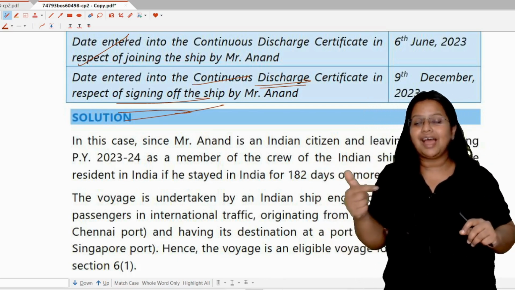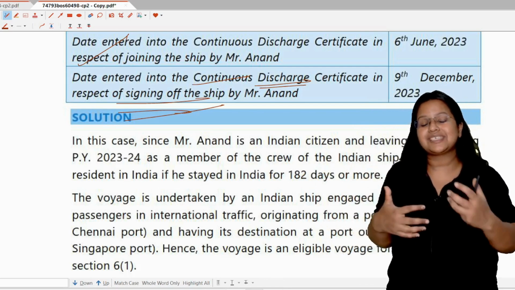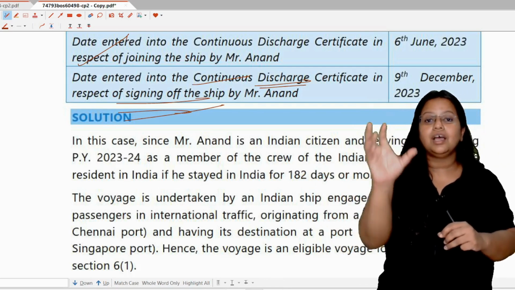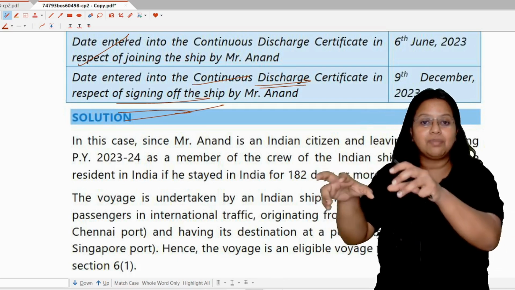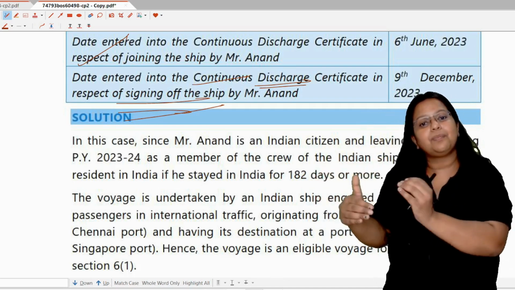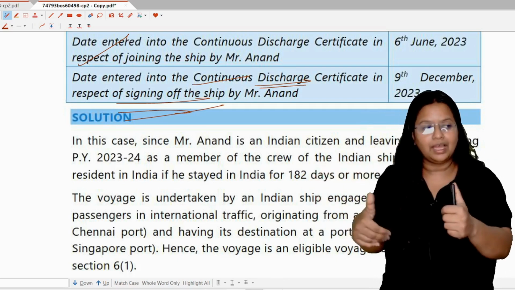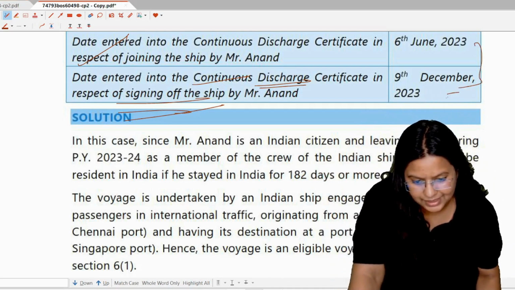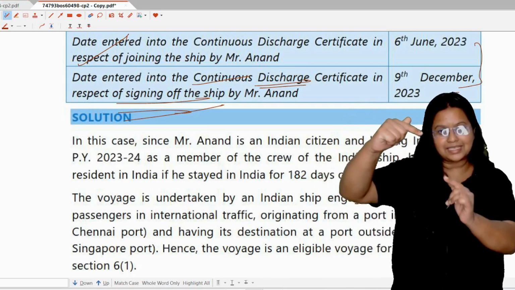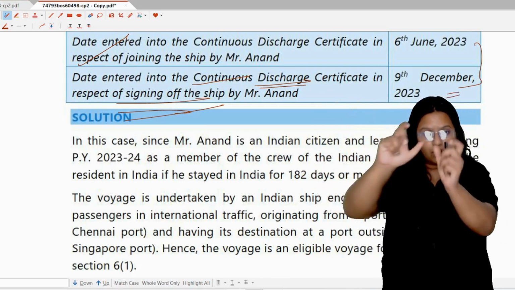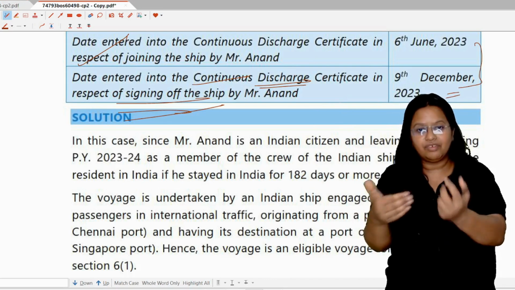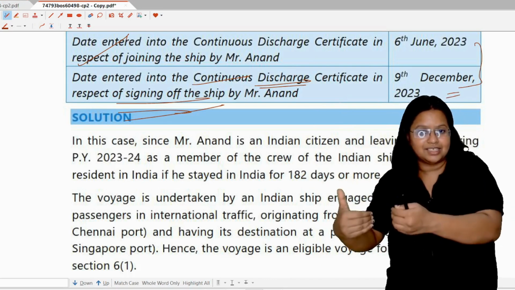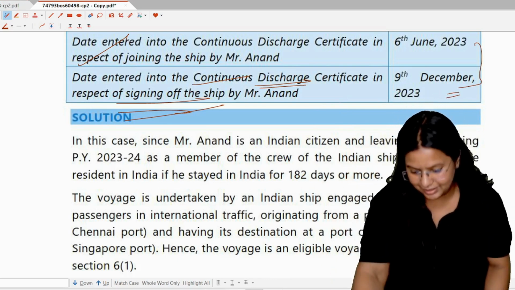Okay. And to find out the residential status of any person, we have to calculate how many days that person was staying in India in the previous year 23-24. So if we calculate these days, from 6th June to 9th December, and deduct them from the total number of days in a year, we will find out how many days he was in India. Okay, so let's do it.